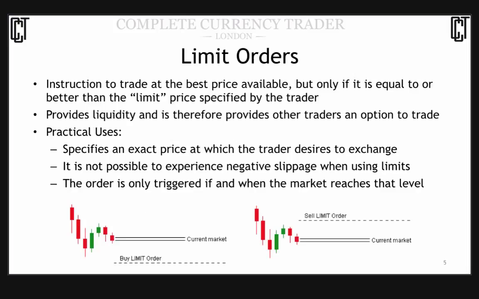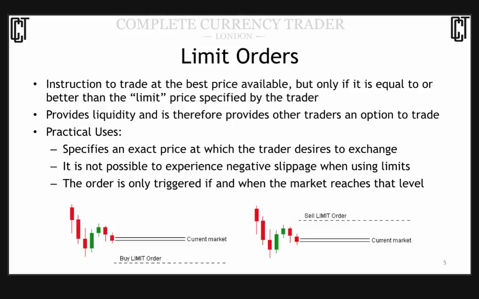Now, first off are limit orders. So what is a limit order? Well, it's an instruction to trade at the best price available, but only if that is equal to or better than the limit price that's specified by the trader. This is an order that provides liquidity, and so therefore it provides other traders an option to trade, right? If we're placing limit orders, we're basically at some level a market maker, right? If we're placing limit orders, we're putting liquidity into the marketplace.